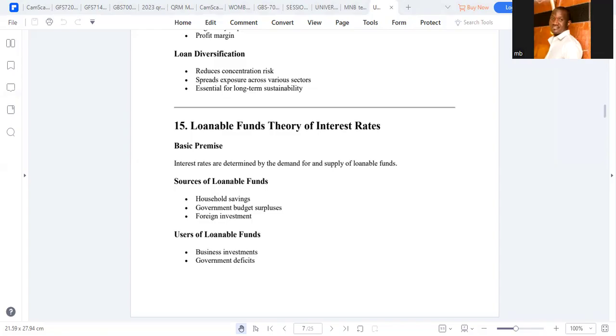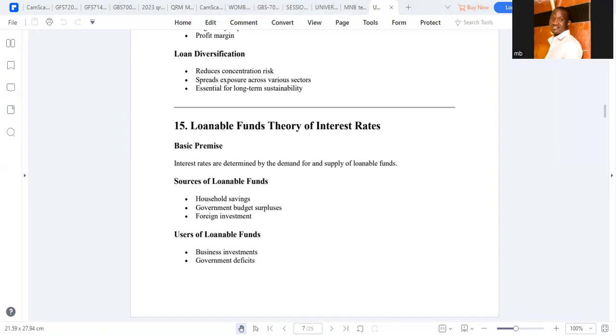The basic premise that we have when we're dealing with the loanable funds theory is that interest rates are determined by the supply and demand of loans. This theory stipulates that the amount of funds available for lending and the amount demanded by the borrowers will determine what the prevailing interest rates will be. There is an equilibrium that is arrived at in terms of the cost of borrowing and the return on savings. According to this theory, if there's a high demand for funds, there'll be low supply, so it will push interest rates upwards.